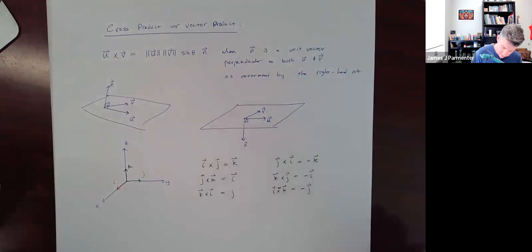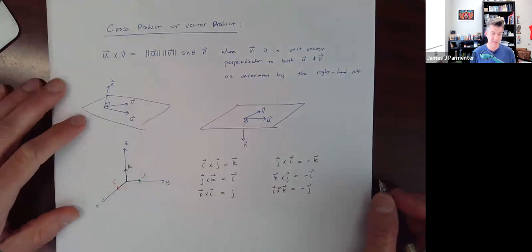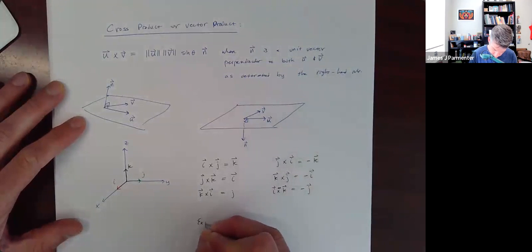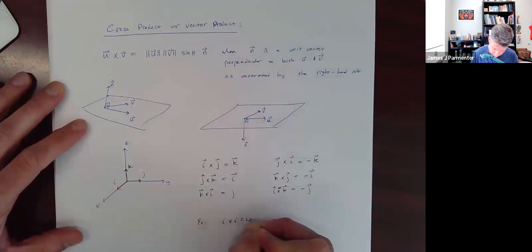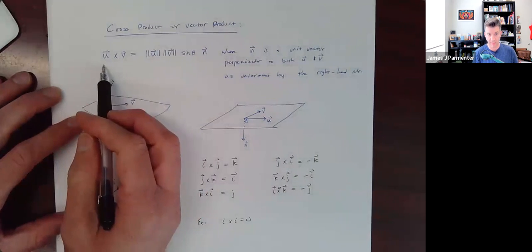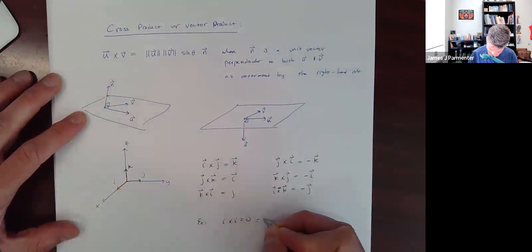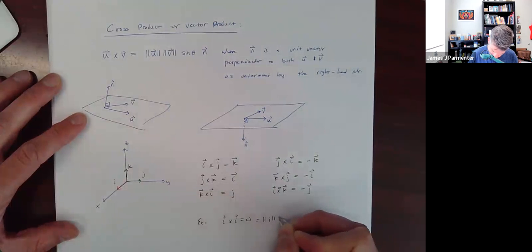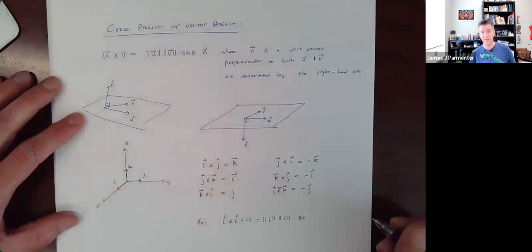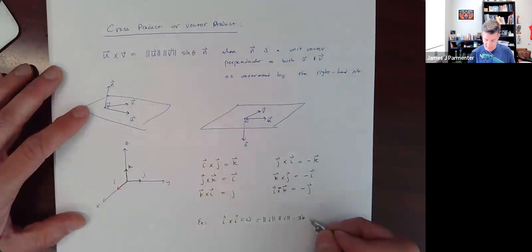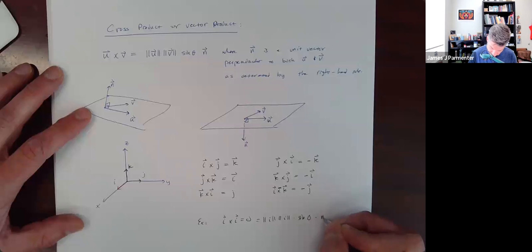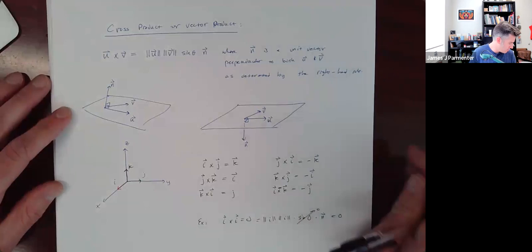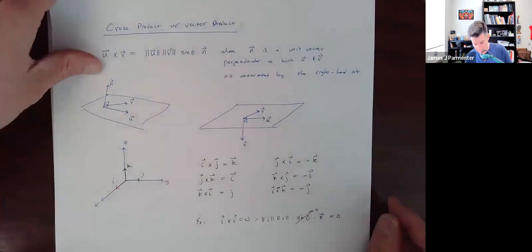And then any vector crossed with itself is going to be 0. So just for example, i cross i is going to be 0, because the cross product of two vectors is equal to the magnitude of the first vector times the magnitude of the second vector times sine of the angle between them. But the angle between a vector and itself is 0, and sine of 0 is 0. So this whole thing is 0.